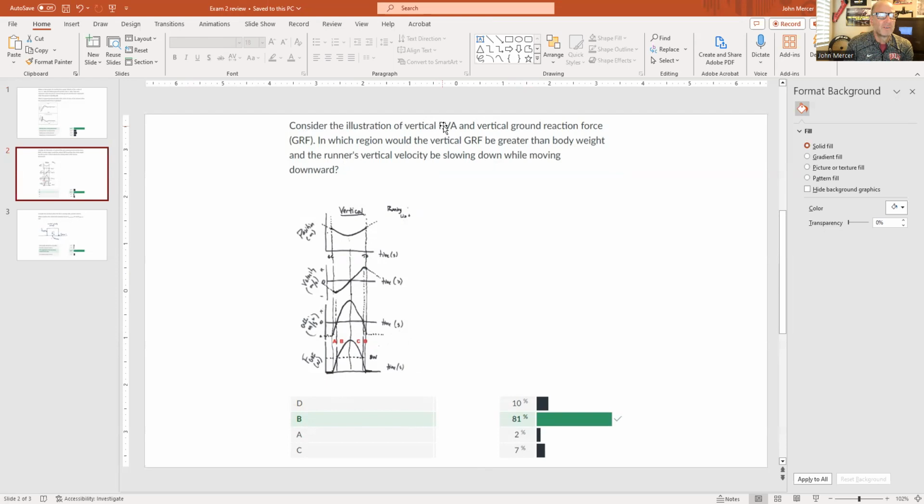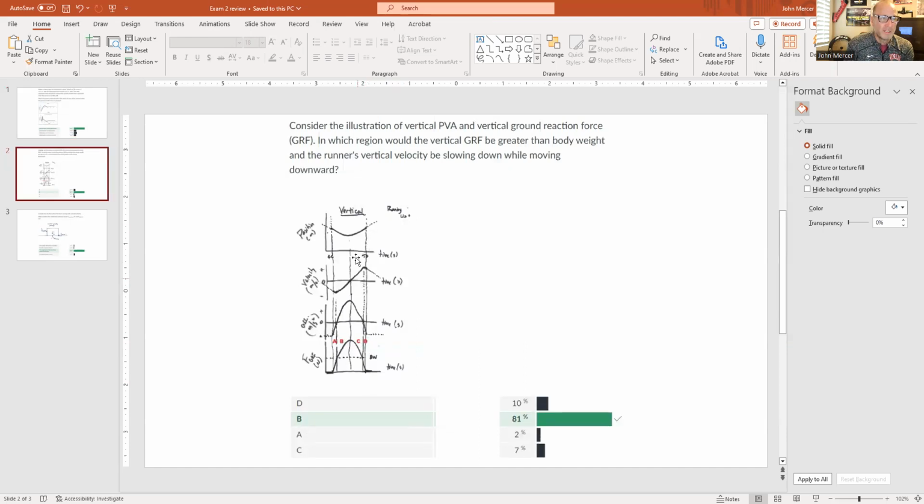Consider the illustration of vertical PVA, position velocity acceleration, and the vertical ground reaction force. In which region would the vertical ground reaction force be greater than body weight and the runner's vertical velocity be slowing down while moving downwards? All right, so now I've got these regions A, B, C, and D. And now I just need to match up where the ground reaction force would be greater than body weight and where vertical velocity is slowing down while moving downwards.